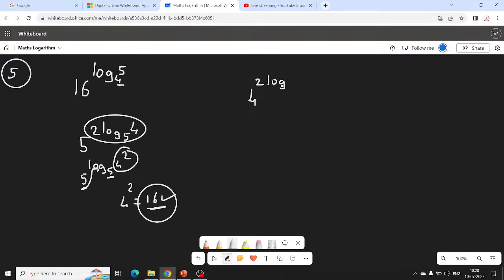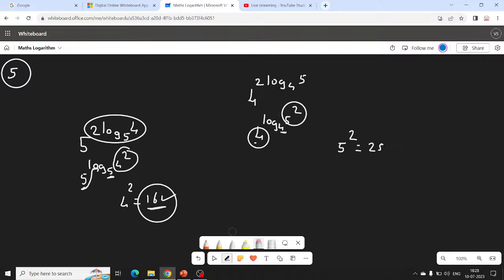So this becomes log 5 to the base 4. The next step becomes log 5 square to the base 4. So here base is 4 and this number is 4. So what is the answer? 5 square. What is 5 square? 25. So answer is 25. Ready for next question?